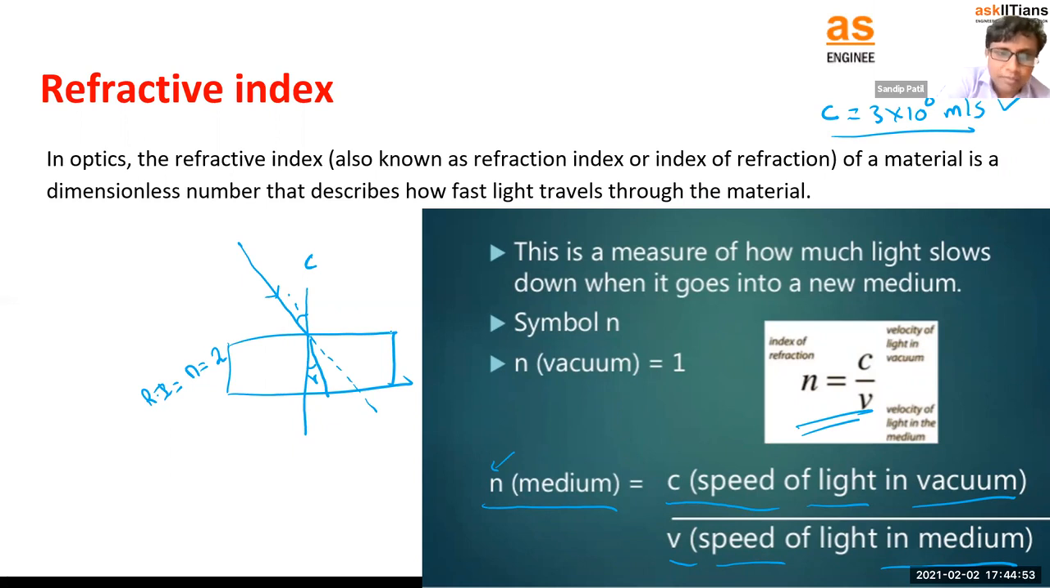Let's use this simple formula. n is equal to what? c upon v. So n is 2, c is 3 into 10 raised to 8, and for the velocity I take 2 in the denominator. Tell me whether I'm right. It is 1.5 into 10 raised to 8 meter per second. So the velocity of light reduces in that medium. Remember, the velocity of light is also not constant. We can change that in a different medium. So this is the refractive index.